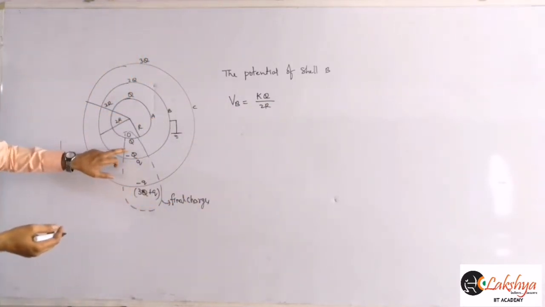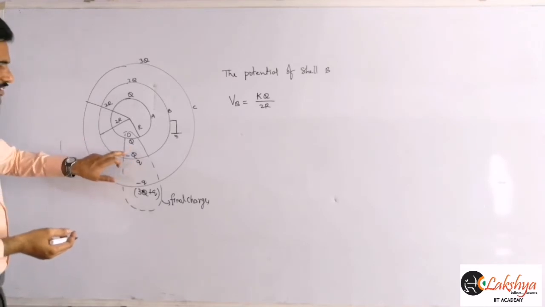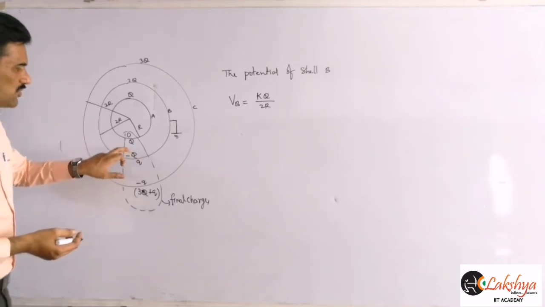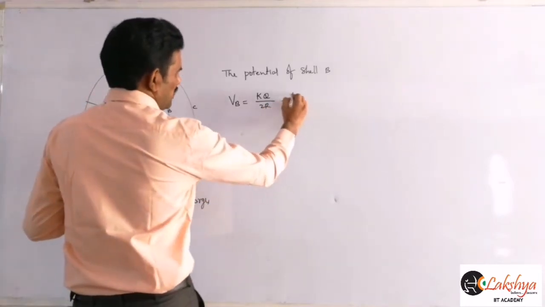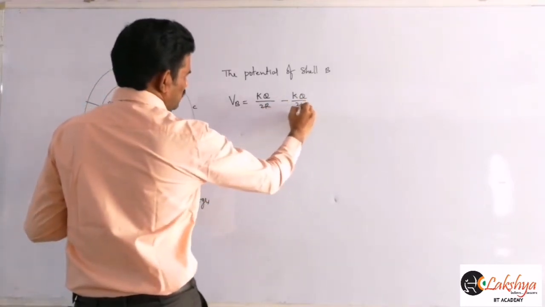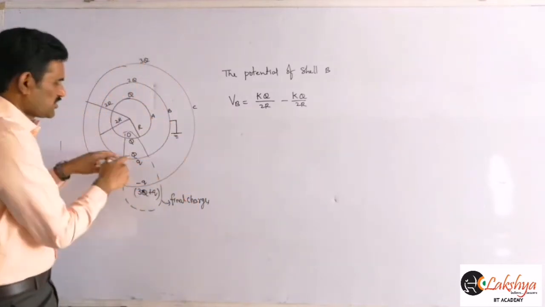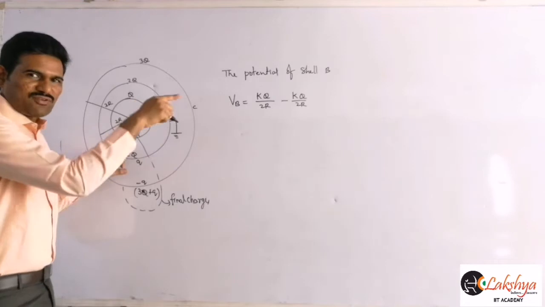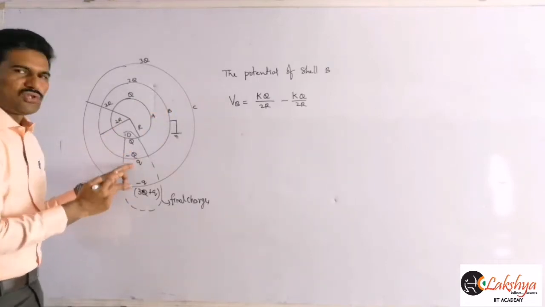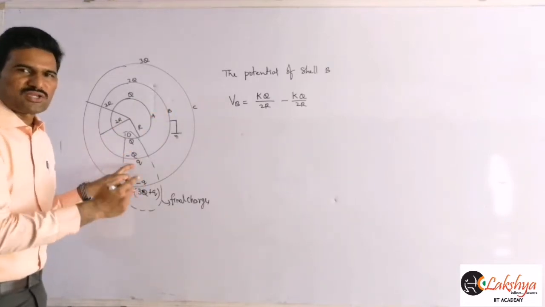And next, potential due to this net charge you may consider, or individually you may consider here. Now potential due to this minus Q if I consider here, the potential due to minus Q will be minus KQ by 2R. That is the potential due to this negative charge present on the inner surface of the shell B. Similarly, on the outer surface we are assuming that Q is the charge here.